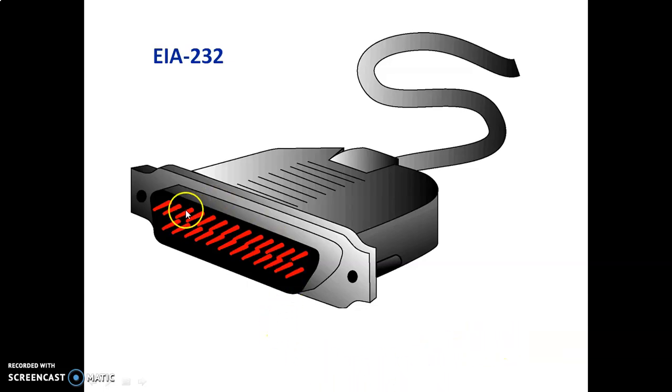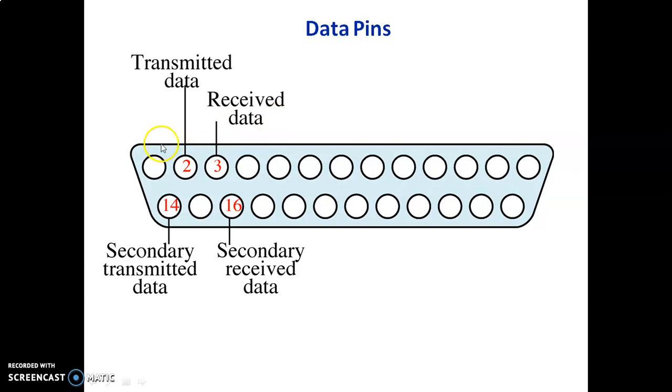This is a typical DTE-DCE interface. This is the DB-25 pin connector. I mentioned already that this particular interface has 25 pins, 13 on top and 12 on the bottom. Each pin is connected to a specific wire. These are the data pins, to name a few: pin number 2 is used for transmitting data, and 3 is for receiving data. And this is secondary transmitted data, and this is secondary received data.